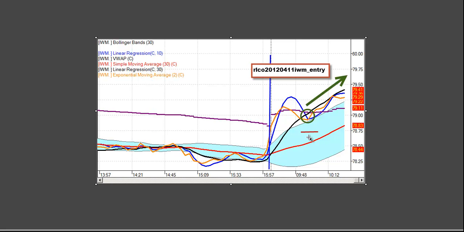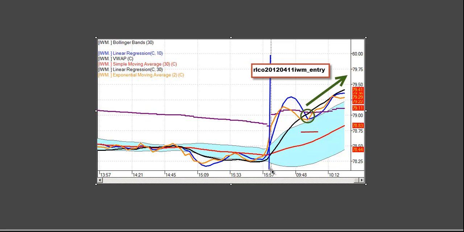I've got a 30-period Bollinger Band plus or minus 1 standard deviation indicated in blue with the Bollinger Band mean in the red. A 30-period regression line is the thick black line. 10-period regression line is the thick blue line. The thick orange line is a 2-period exponential moving average, which I'm using as a proxy for price rather than candles because it simplifies the chart.